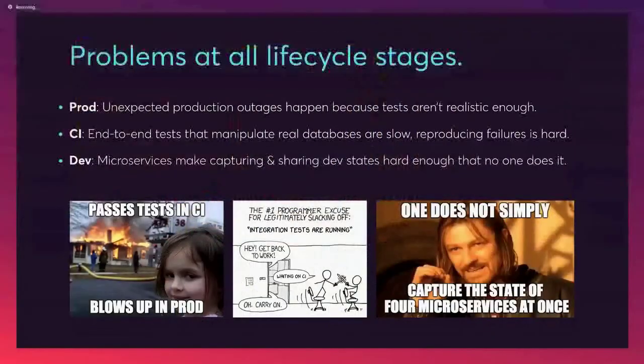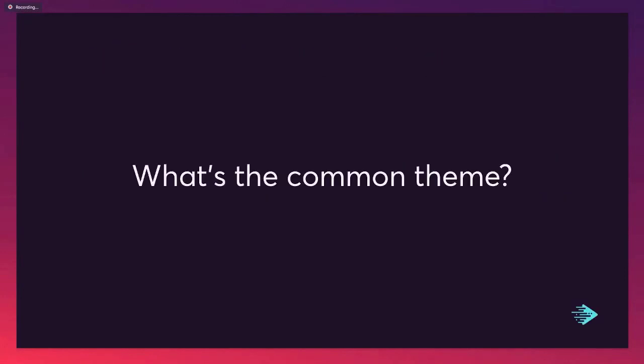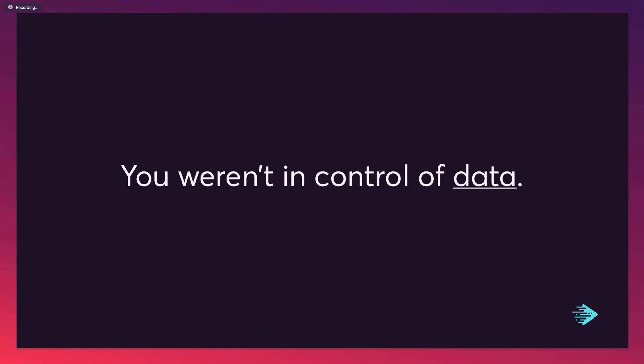So zooming out then, we're looking at problems at all different stages of the software development lifecycle. In production, we have production outages that happen because tests aren't realistic enough. In CI, we have slow and flaky end-to-end tests that manipulate real databases. They're flaky, so they make CI slow, and that reduces velocity. And in development, it's so hard to capture and share development states with microservices that nobody does it. So if you zoom out and ask what the common theme is between all of these problems, the common theme is that you weren't in control of data.